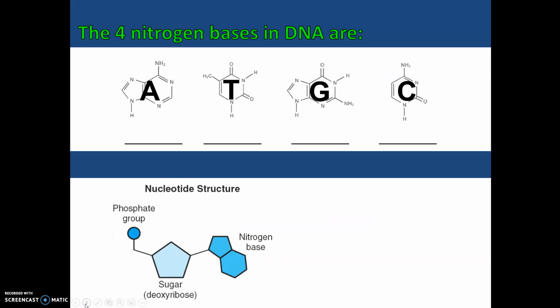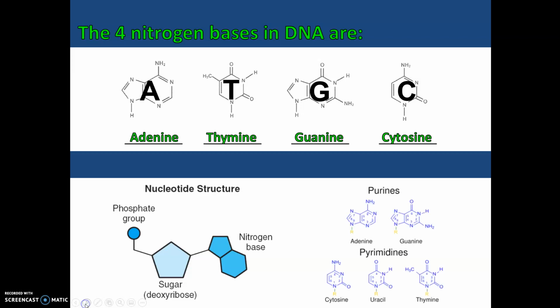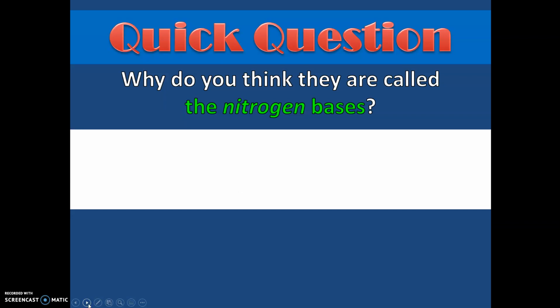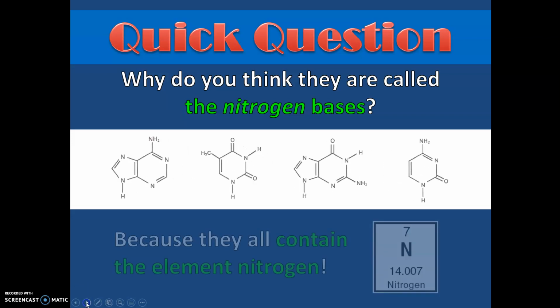So there are 4 nitrogen bases in DNA. We have adenine, we have thymine, guanine, and cytosine. And we put them into 2 different categories. We have the purines because they have 2 rings, and then the pyrimidines, they're only 1 ring. So why do we think we call these nitrogen bases? So let's look at the structures. So if you guess because they all contain nitrogen, the element, you are correct.